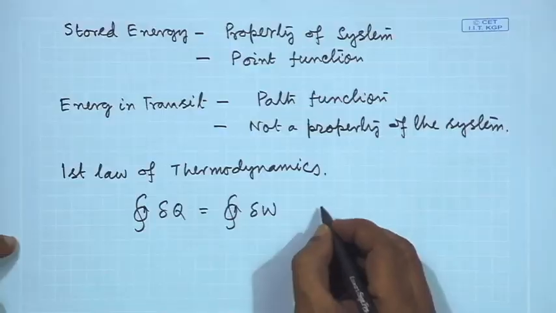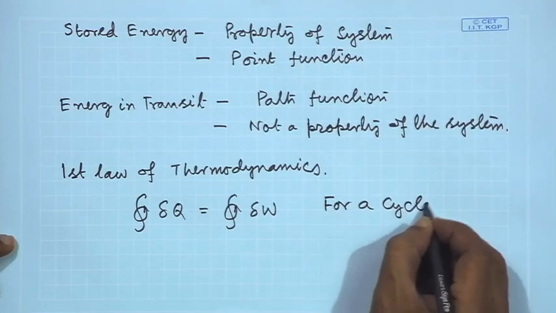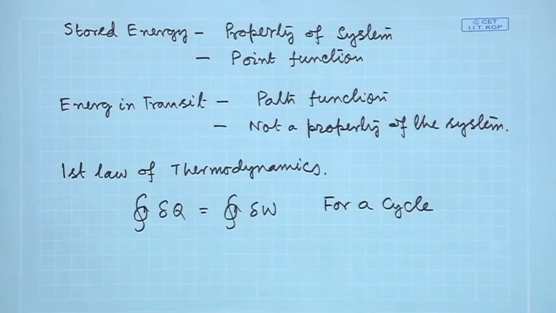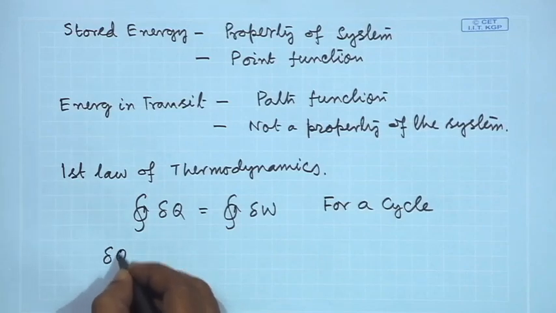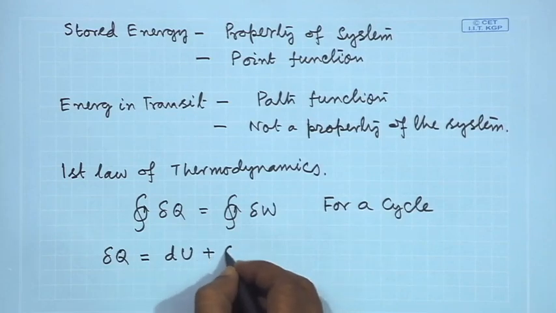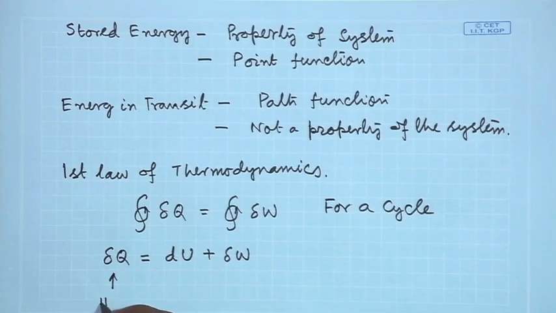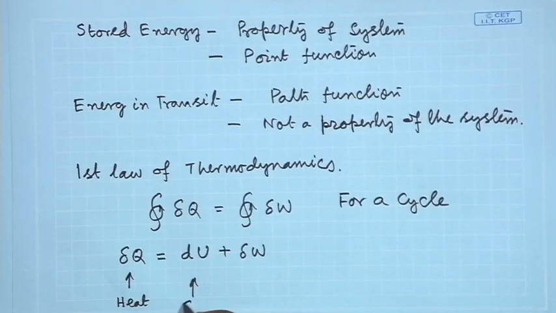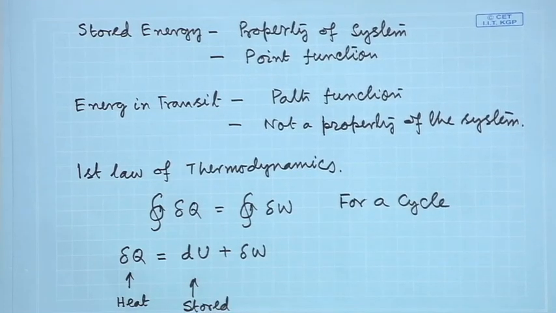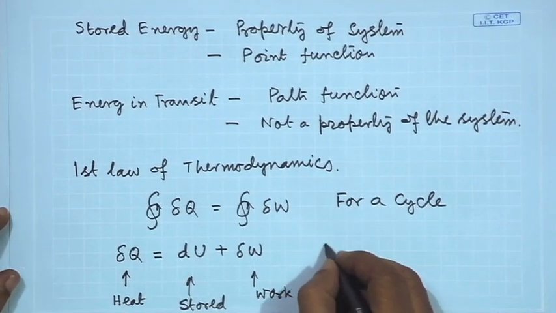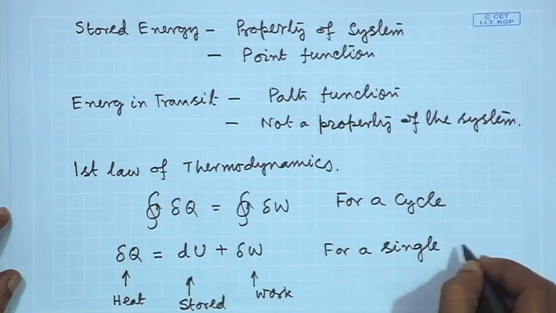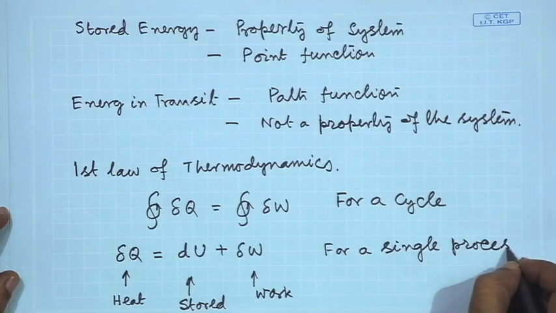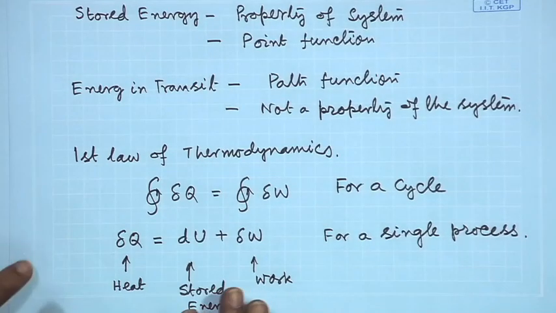Now, with this we can write down the first law of thermodynamics for a single process. So, this is for a cycle. For a single process, the first law of thermodynamics can be written in this form: dQ is equal to dU plus dW, where again this is heat, this is stored energy, and this is work. So, for a single process, all the energy interaction can be written in this form.